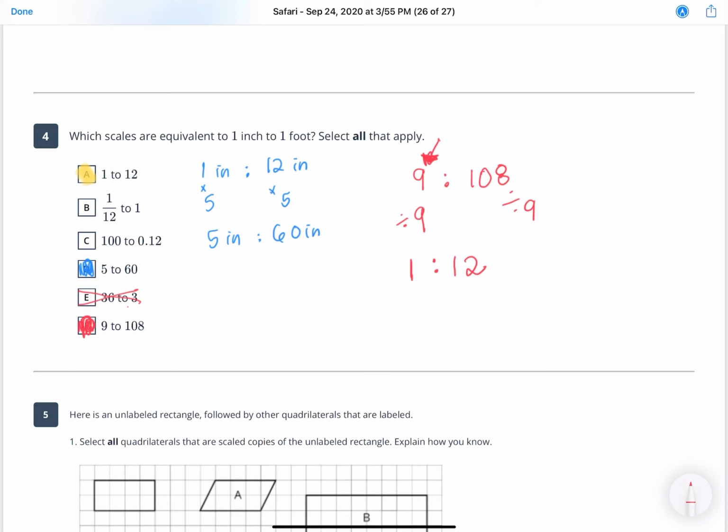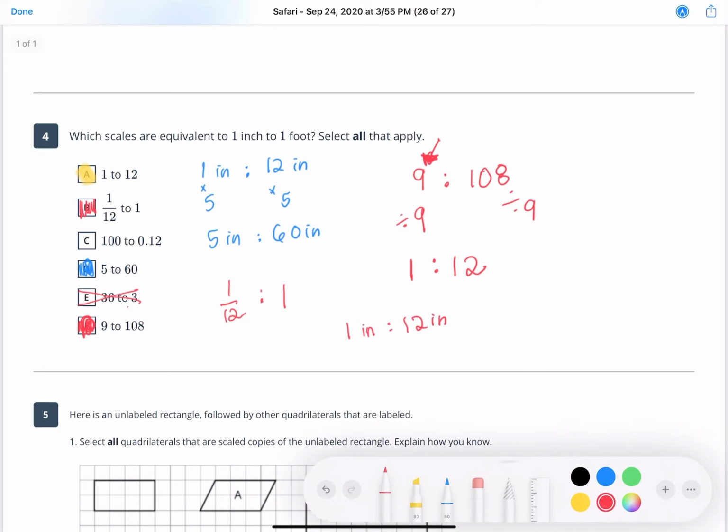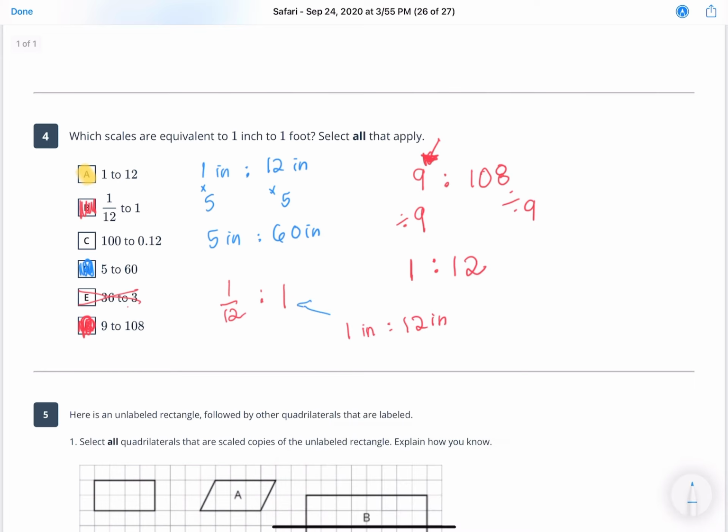Now there's one more, and the choice that I see that fits is choice B. Here's why. This is 1 over 12 to 1. Let's revert back to the first ratio, 1 inch to 12 inches. I'm going to see if I can get the same ratio here. The quantity I want to turn into 1 is the 12. And what can I divide 12 by to get 1?